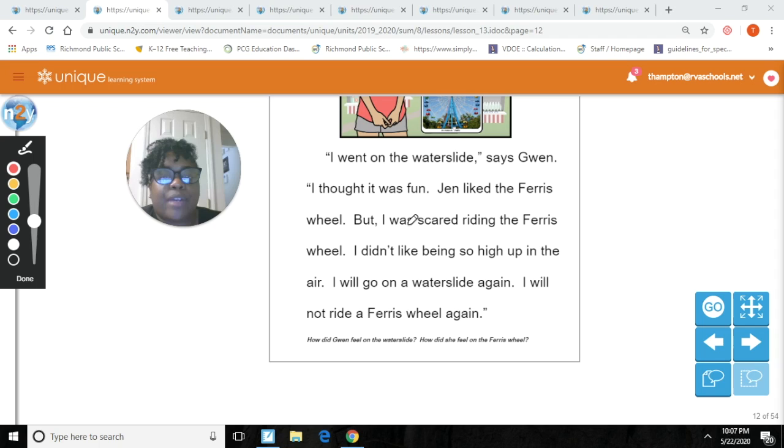How does she feel about the Ferris wheel? Now, here's Gwen right here. She says that Jen liked the Ferris wheel. Now, then Gwen makes a comment. She says, "but I was scared riding the Ferris wheel." So now we see that Gwen said she thought it was fun to ride the water slide, but she was what? She was scared to ride the Ferris wheel. Okay? So when you're answering these type of questions, you have to be very careful to make sure that the right character is speaking. Okay? And that you're answering the question correctly. All right.